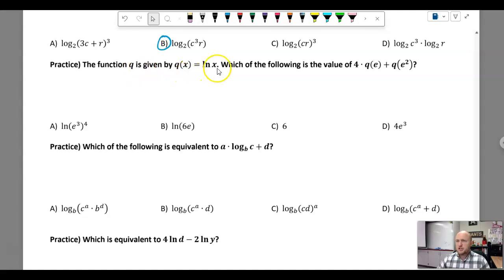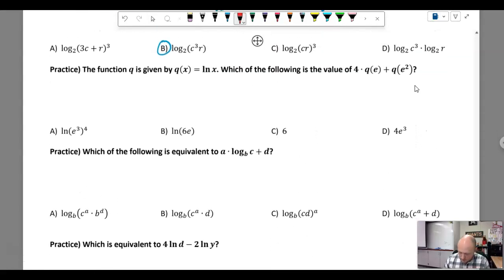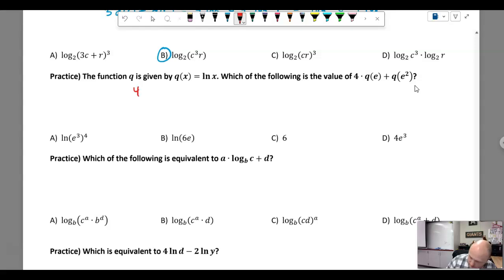Practice problem. Function q is the natural log of x. Which of the following is the value of 4 times q of e plus q of e squared? Go ahead, try this one, and then we'll look at the answers. Okay, so let's look at this one. We have 4 times q of e, that's going to be the natural log of e, plus q, again, which is the natural log of e squared.